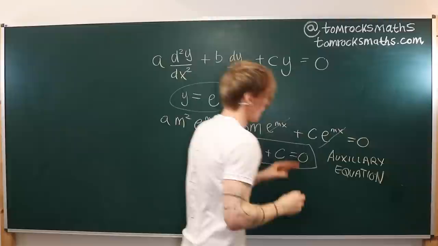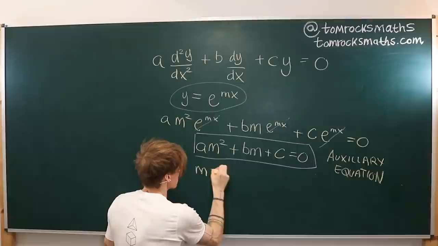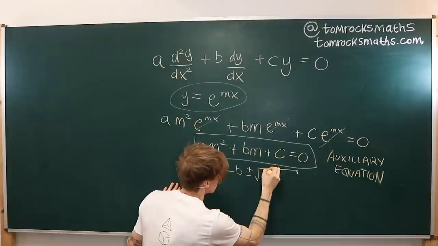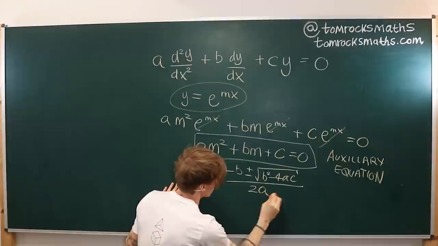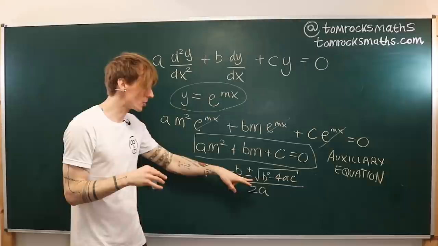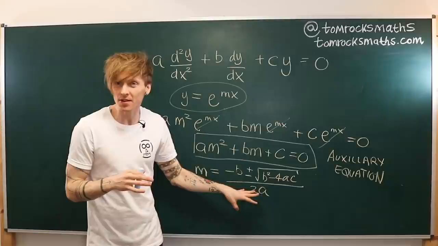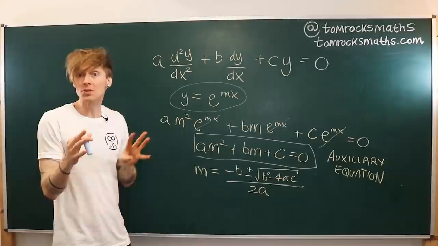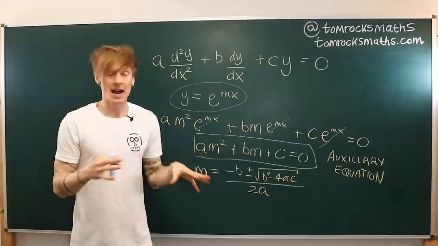And as I say, we can solve this, and our solutions will just be m equals minus b plus or minus the square root of b squared minus 4ac, all divided by 2a. Now, depending on the exact values we get for m, and here these could indeed be complex, we could have real roots if the discriminant is positive. We can get purely imaginary roots, perhaps when b is zero, and we can also get complex roots when the discriminant here is negative.